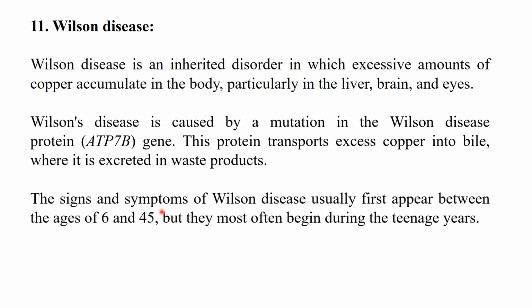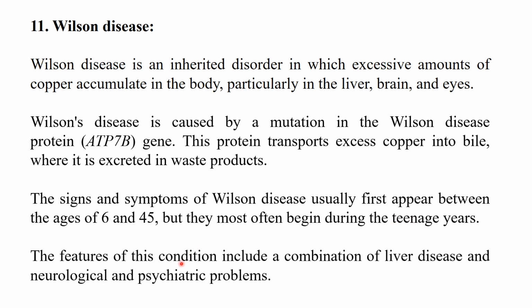The signs and symptoms of Wilson disease usually first appear between the ages of 6 and 45, but most often begin during the teenage years. The features of this condition include a combination of liver disease and neurological and psychiatric problems.